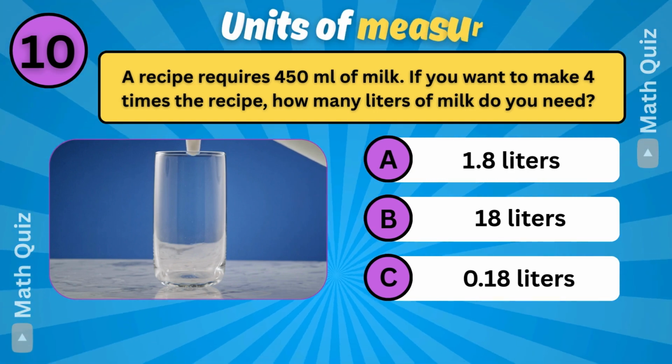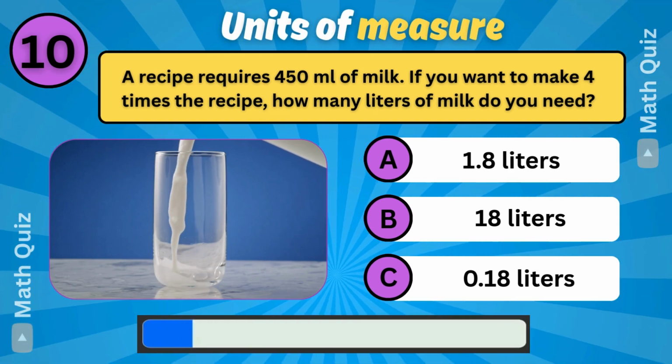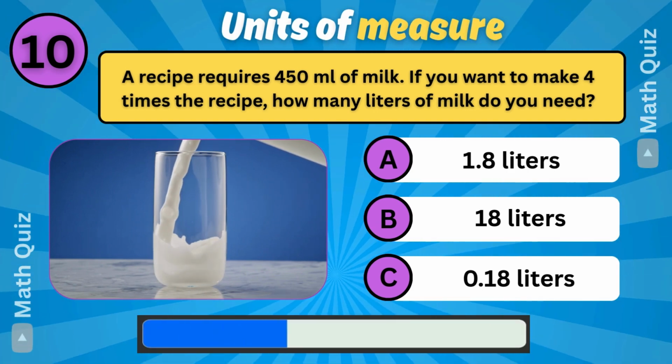10. A recipe requires 450 milliliters of milk. If you want to make 4 times the recipe, how many liters of milk do you need?